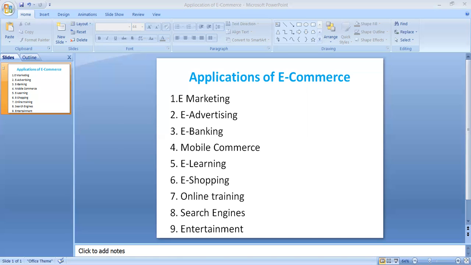Now come to mobile banking. Banks and other financial institutions use their mobile commerce to allow their customers to access the account information and make transactions such as purchasing, withdrawals, etc.